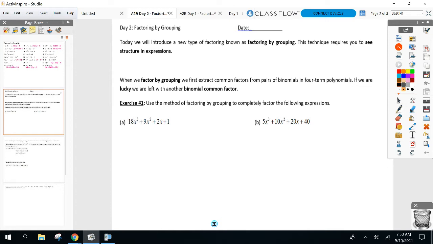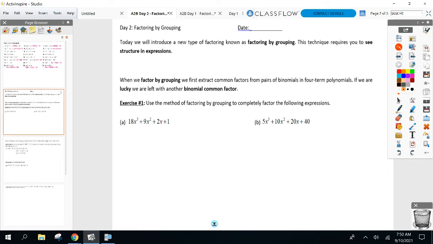I don't know if you've heard of this method or not. It's called grouping. Basically nothing else works. I'm not going to read all this to you. Let's just get into exercise 1, part A.